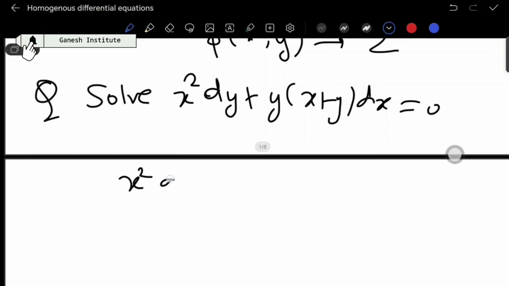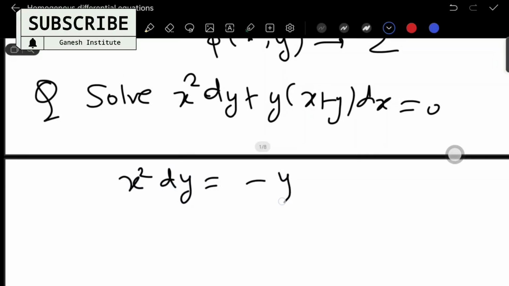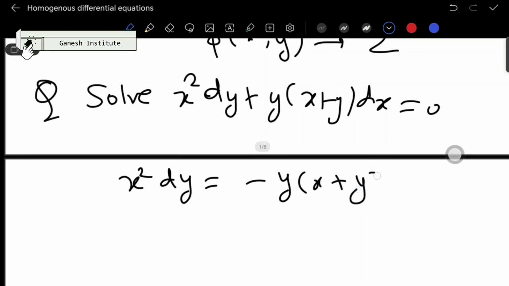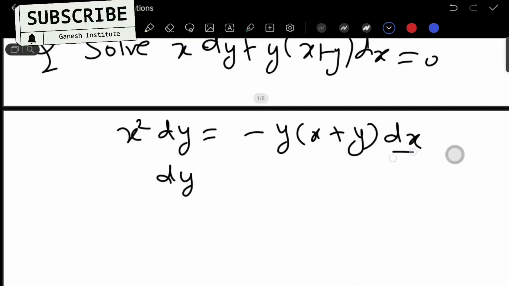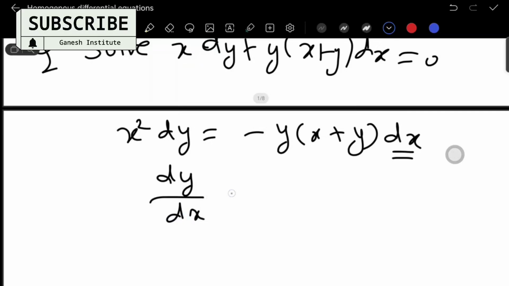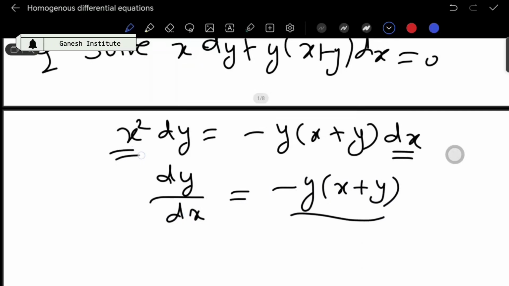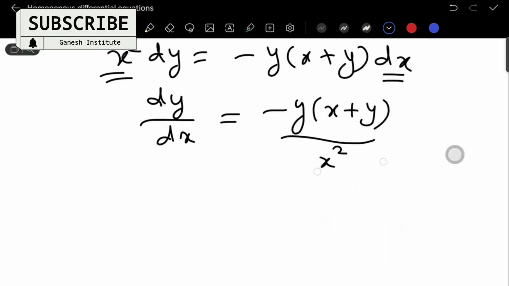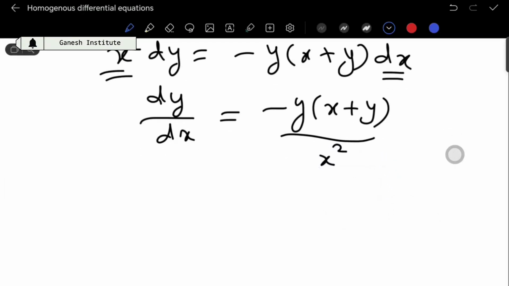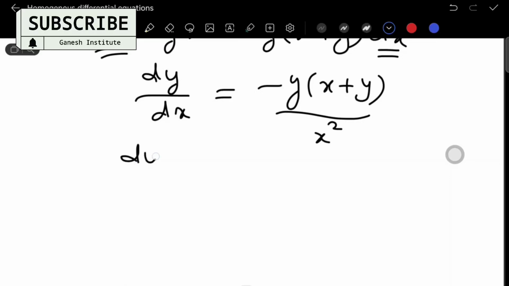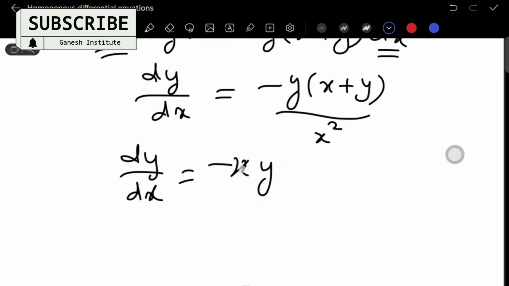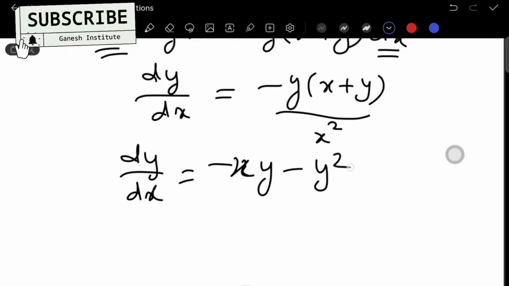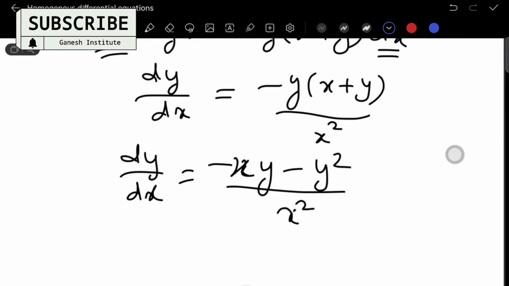So I'm keeping x squared dy here and taking this term onto the right hand side. Now I'm bringing this dx down onto the left hand side, and this x square is on the right hand side. Now you can see that if I expand this expression, this is minus xy minus y square by x square, correct?